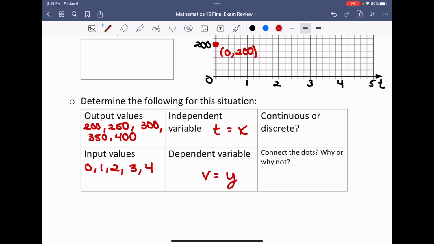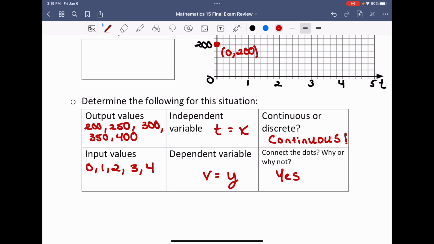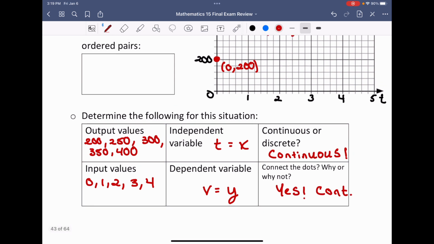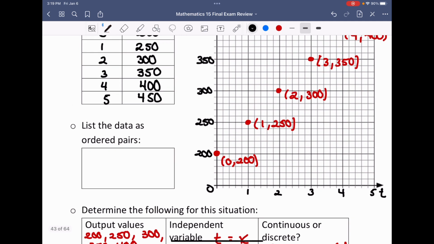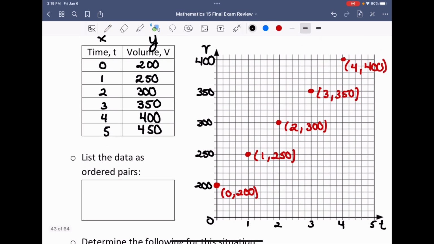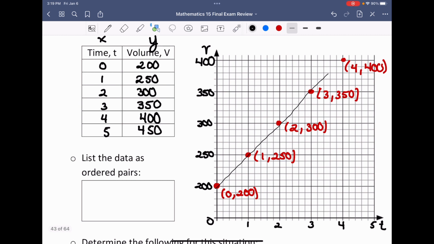Is this discrete or continuous? This should definitely be continuous. Anytime you see time involved, you immediately know it's continuous. And now, are the dots connected? Yes. Why? Because it is continuous. As soon as you know it's continuous, this should be connected. Thus, we're actually going to go back up to our graph here, and I'm going to draw a straight line that connects all of these points together.